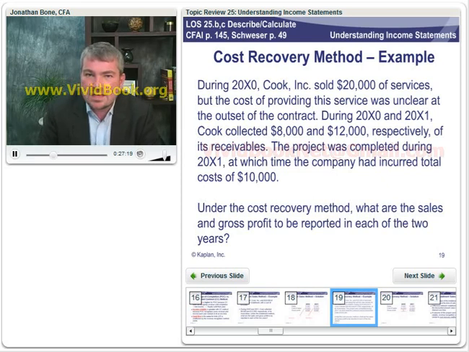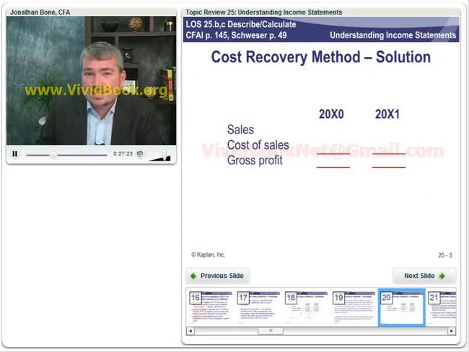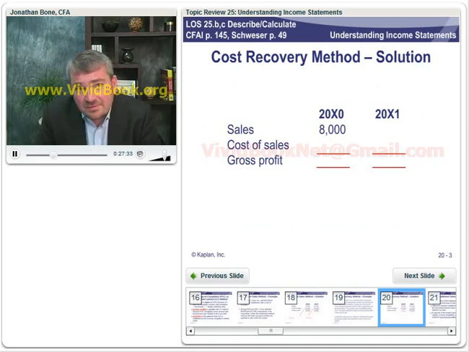Okay, so let's have a look at the impact. When we do this, we'll bring in sales exactly the same way as we did with the installment method, i.e. according to the cash we've received in each year. So $8,000 in year one. Now, in year one, we've yet to recover our full costs. Our full costs are $10,000, and we haven't recovered those yet. So all we'll do is match the cost of goods sold to the sales figure and show zero profit.